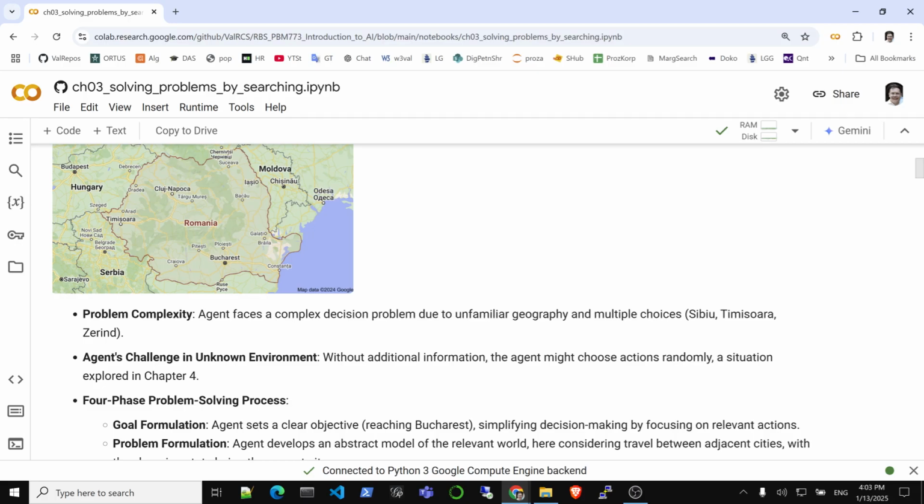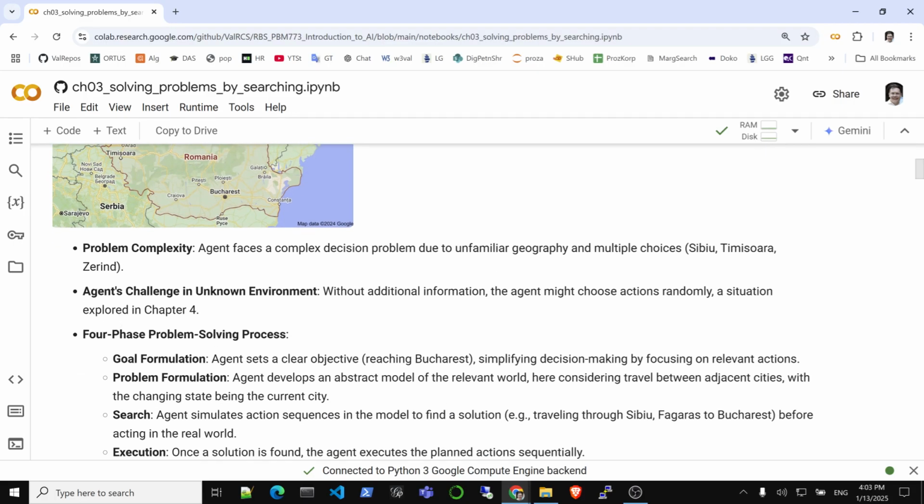So we need an objective. Formally, the goal is Bucharest. So anything that leads to Bucharest, that's our rationality, our rational, intelligent agent. We're not going to Riga. We're not going to Paris.